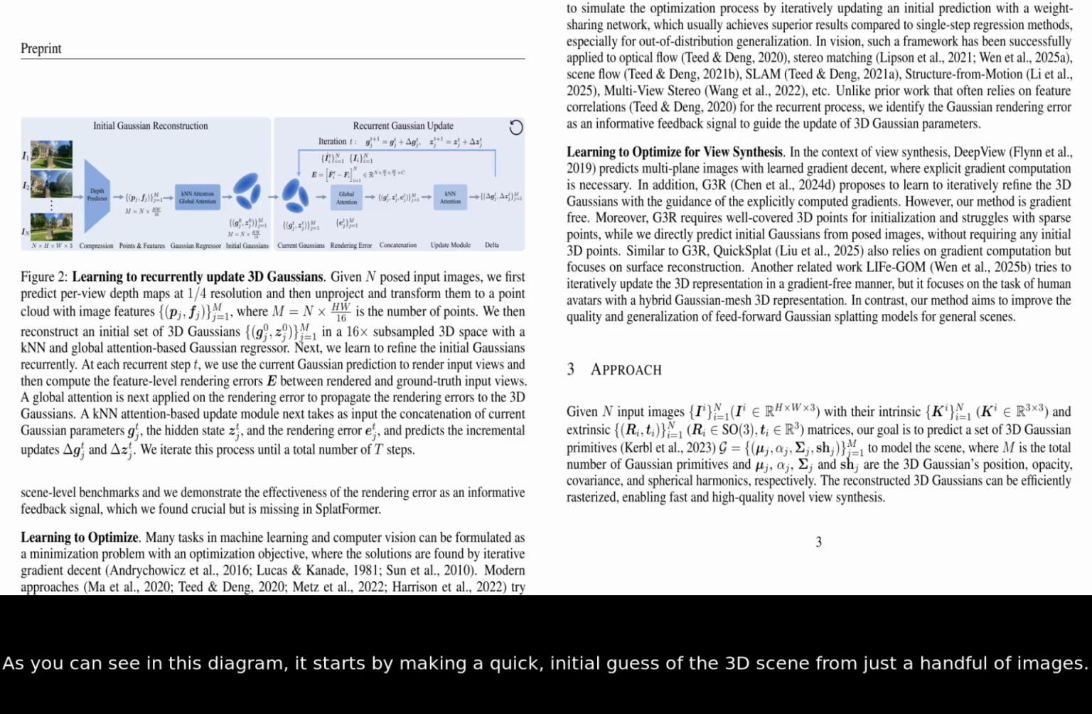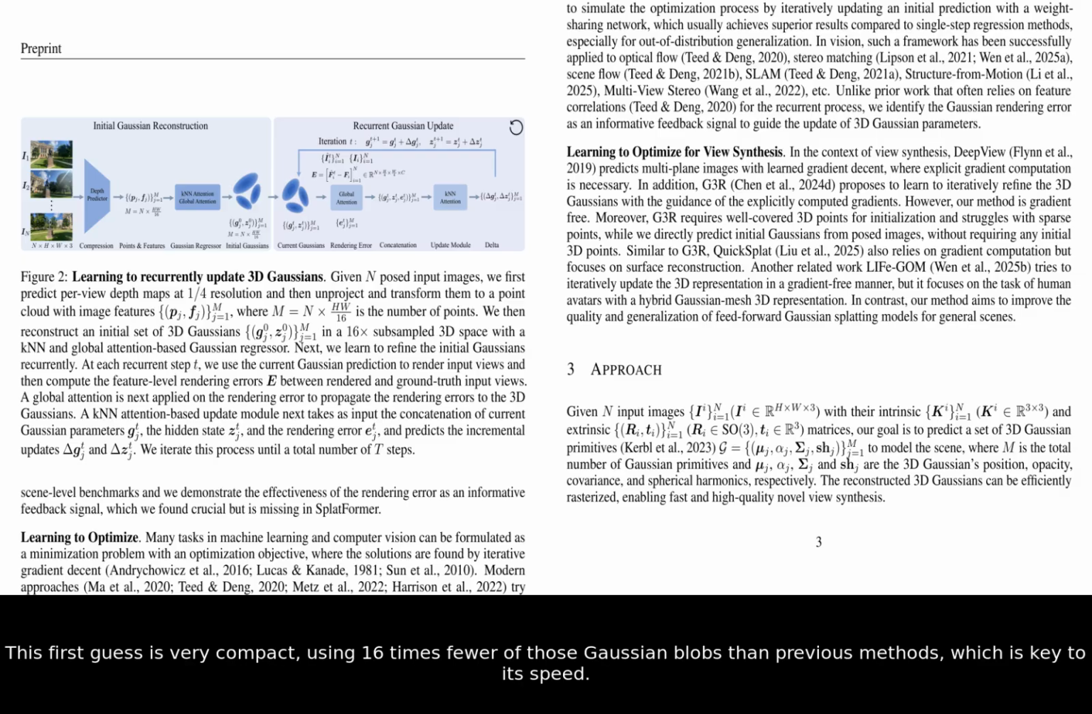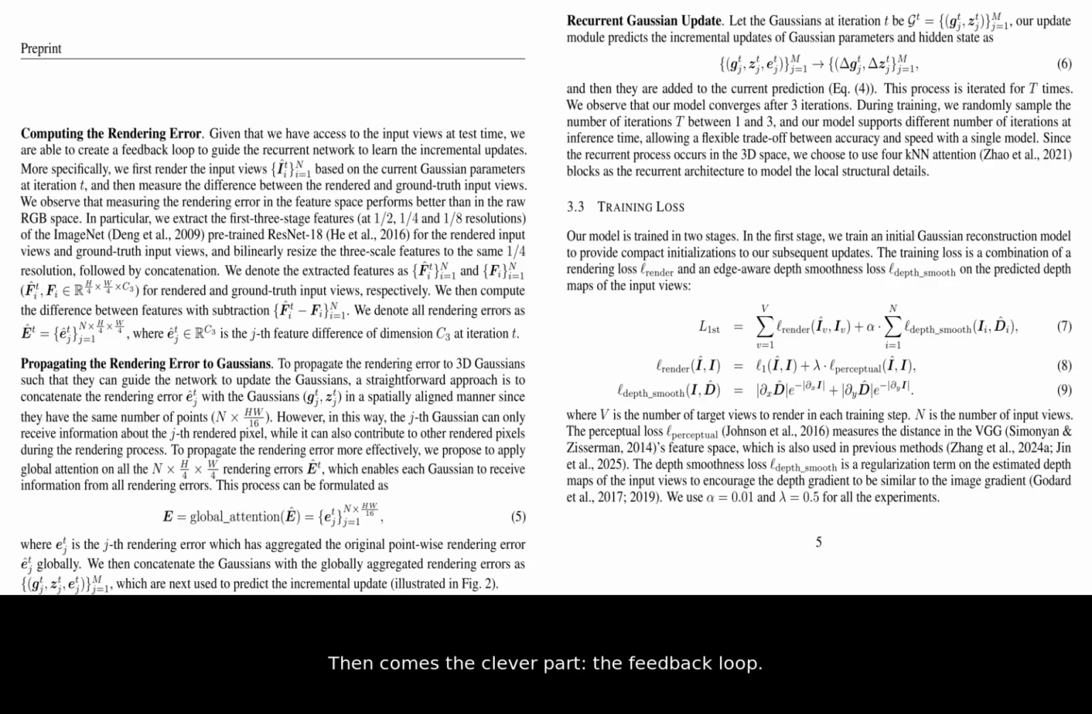As you can see in this diagram, it starts by making a quick, initial guess of the 3D scene from just a handful of images. This first guess is very compact, using 16 times fewer of those Gaussian blobs than previous methods, which is key to its speed. Then comes the clever part, the feedback loop.